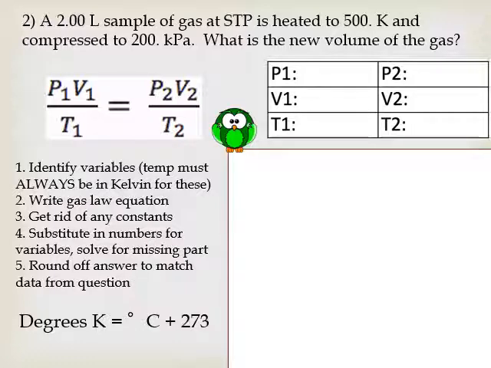So 2.00. Let me try that again. It's being weird. Where did my pen go?